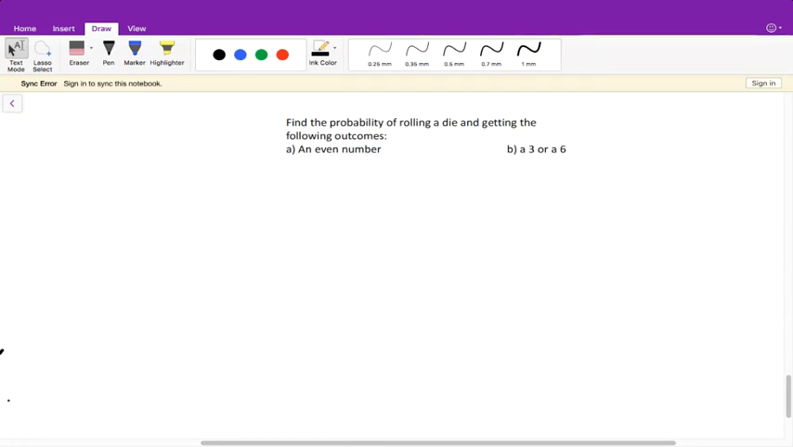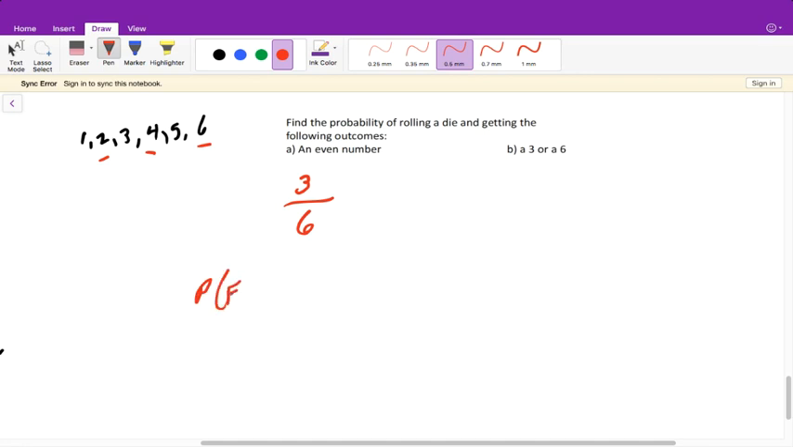Find a probability of rolling a die and getting the following outcomes. So when you see rolling a die, it doesn't say we're doing it more than once, so it means we're just rolling it one time. And it says an even number. So on a die, we have 1, 2, 3, 4, 5, and 6. Well, even numbers are 6, 4, and 2. So we have 3 possibilities, and there's 6 total numbers. So the probability of even is equal to 0.5 or 50%.